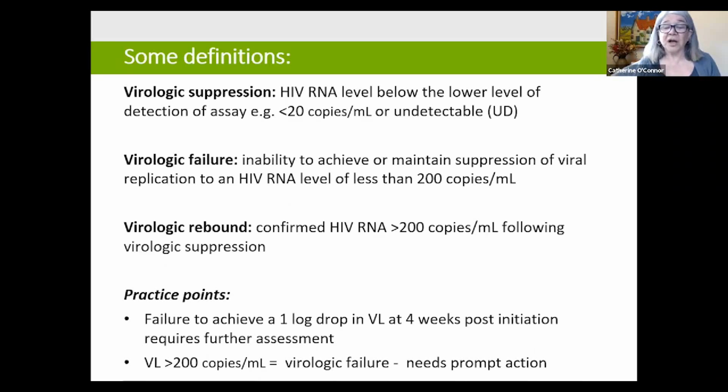So some important practice points are that if we fail to achieve a 1 log drop of viral load at 1 month post initiation, we need to look, because this is often a harbinger of virological failure. And obviously, if we've got more than 200 copies per mil, this is virological failure, and we need to act urgently on this.